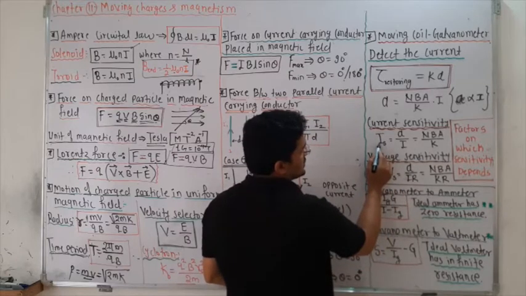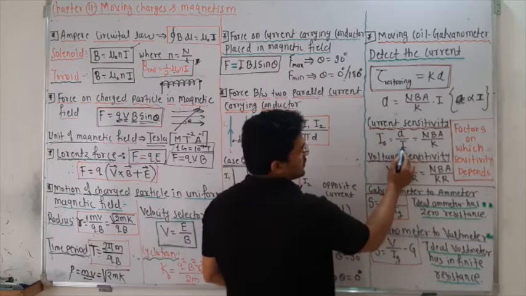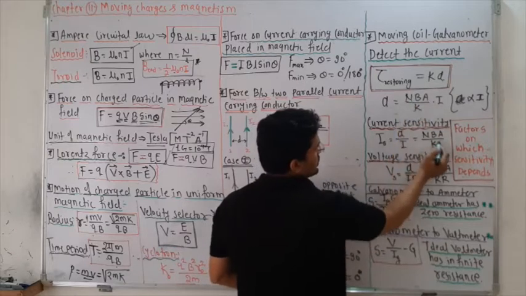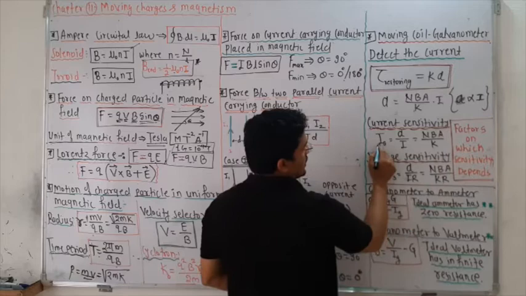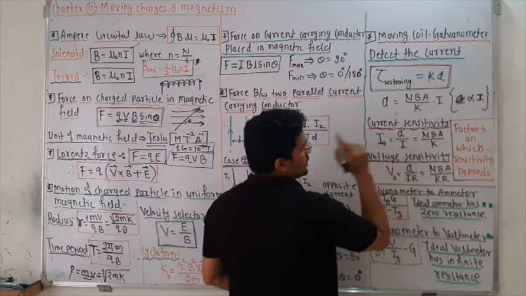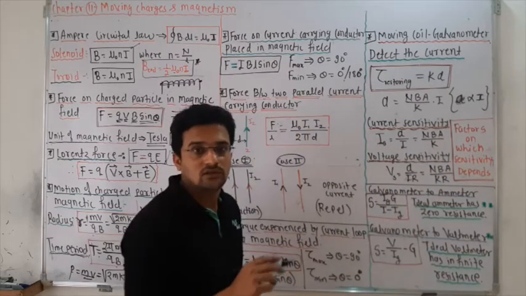Next is the current sensitivity of the galvanometer. Current sensitivity is the deflection per unit current. If you place alpha through this equation, I will cancel out, giving NBA divided by K. That means current sensitivity does not depend on the current passing through the conductor.